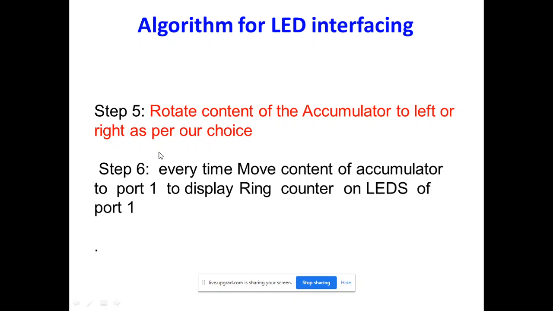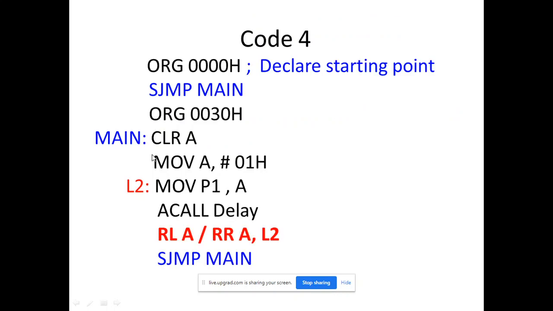Now just convert this algorithm into code. The first three steps that you know. Then first clear the accumulator. Then within the accumulator you place 01. According to that the LSB turns on. Output that to the P1 port. Then call delay because we want to see that. Then rotate left accumulator or rotate right accumulator as per your choice, and then jump to L2 again, output that and keep it in the loop.